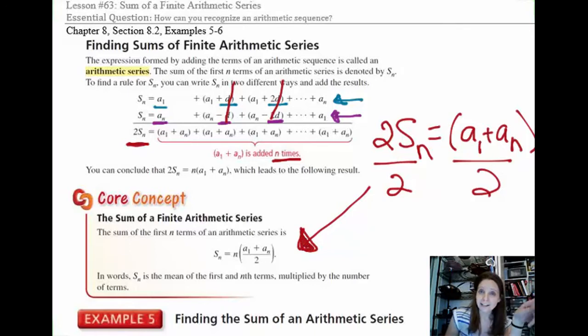Okay? You do not need to be able to derive it. I wanted to show you the origin of this. What you need to do is be able to apply this arithmetic series formula, okay? Which is that the sum of an arithmetic series is the number of terms times the first term plus the last term, divided by 2.